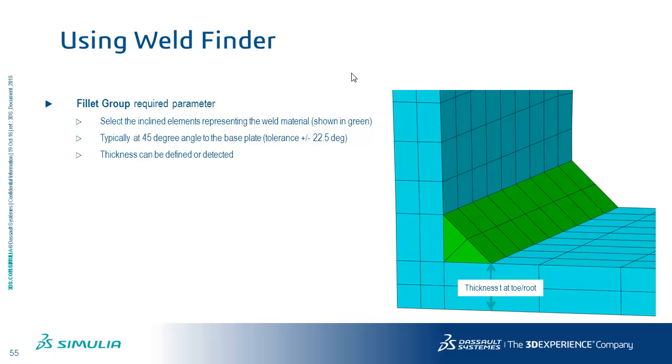How the weld finder works, it assumes that the weld fillet is reasonably well modeled, represented by elements that are approximately at 45-degree angle to the base plate, with the tolerance, as you see on the screen, 25.5 degrees. And it assumes that the cross-section of the weld is reasonably triangular. It does not need to be exactly a triangle, but it is reasonably triangular. If it's a more complex shape, it may have some issues finding or defining the root of the weld. It will find the toes fine. It may have some difficulties identifying the root of the weld.